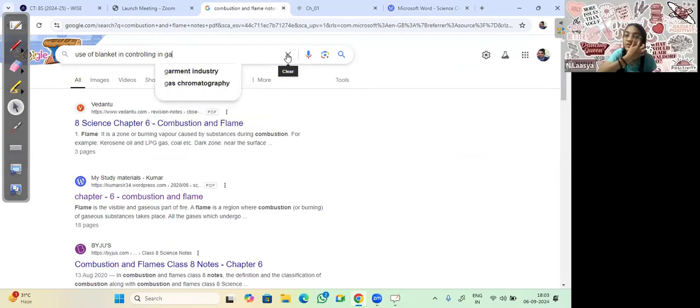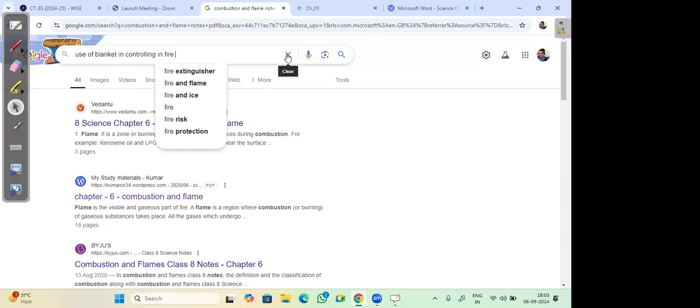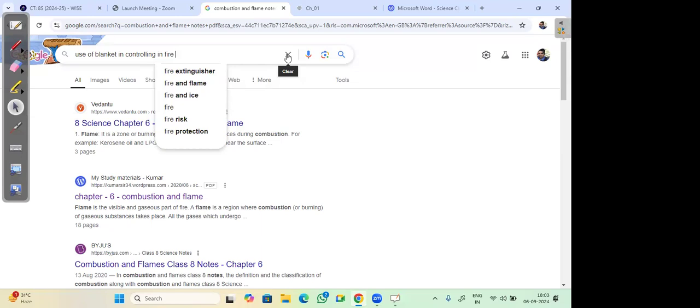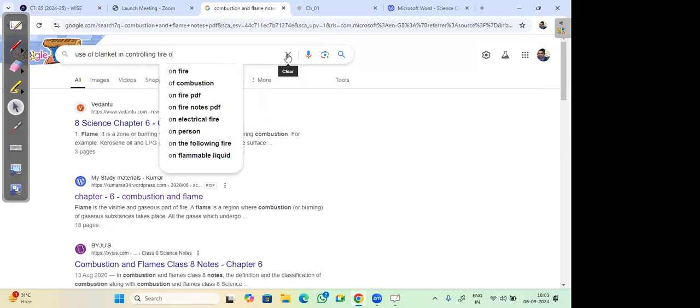Like you told, the use of a blanket while controlling the fire. Over there you can use a wet blanket and then roll on the floor. The blanket is also used in controlling fire of a gas cylinder.